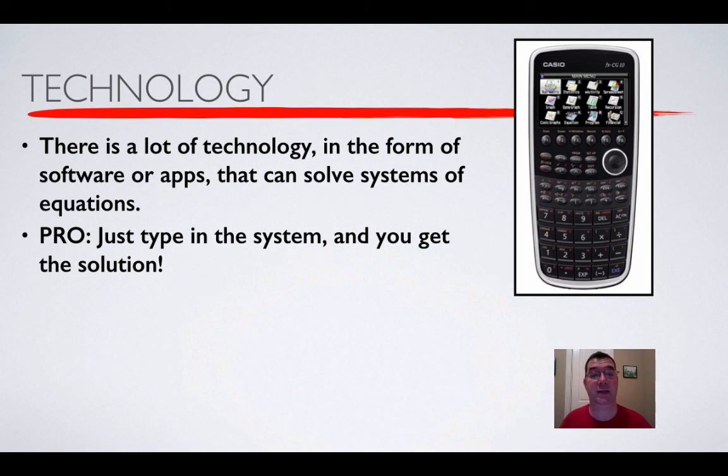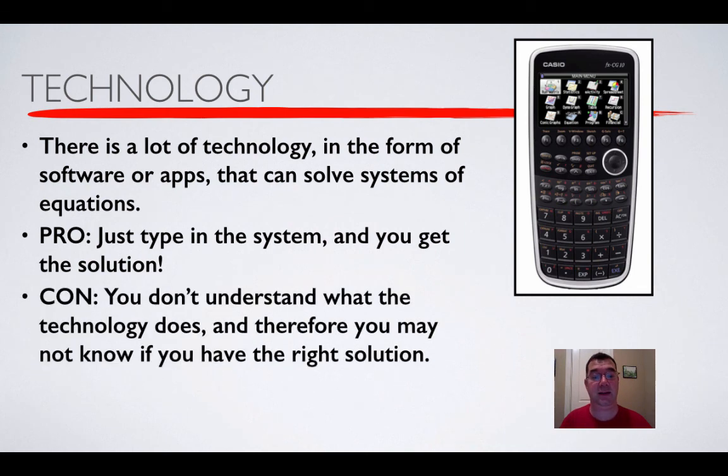The pro is that you just type in the system and you get the solution. I mean, you don't even have to think. The con is you don't know what the technology is doing, and so you don't really know the concept of why you're doing what you're doing and what the answer actually means. So those are the 4 methods that I'm going to present. There are more, but we don't really need to know them in our set curriculum.